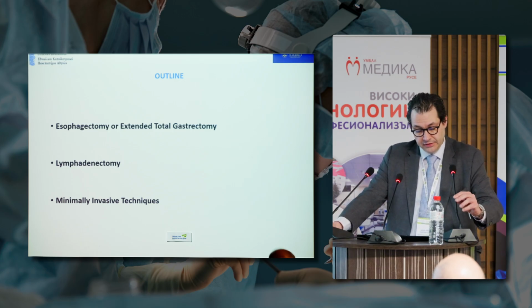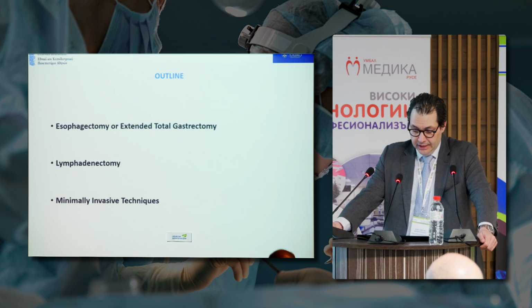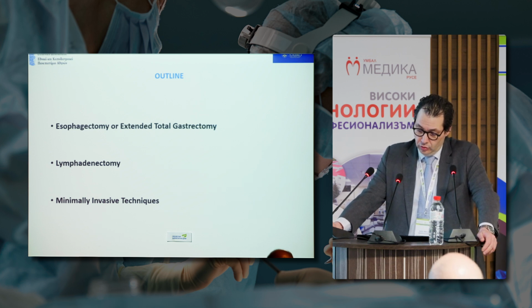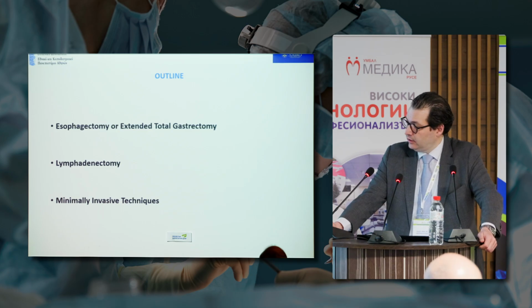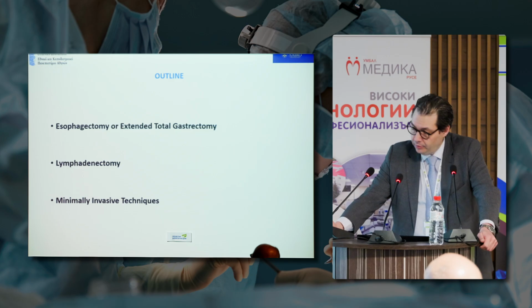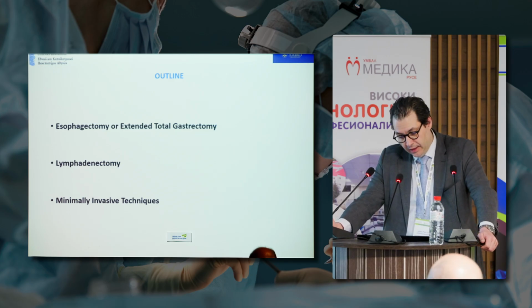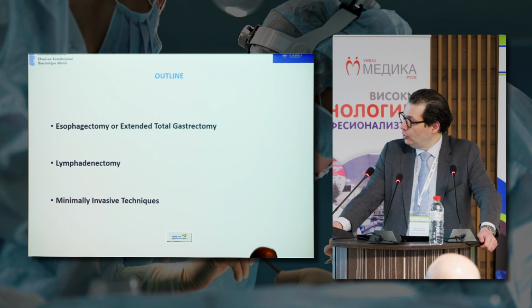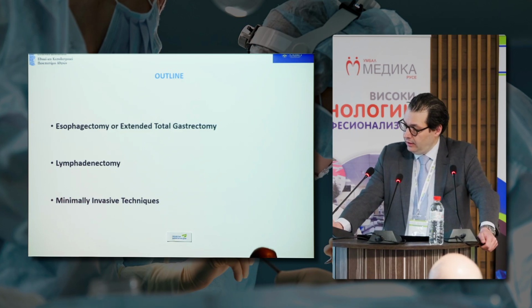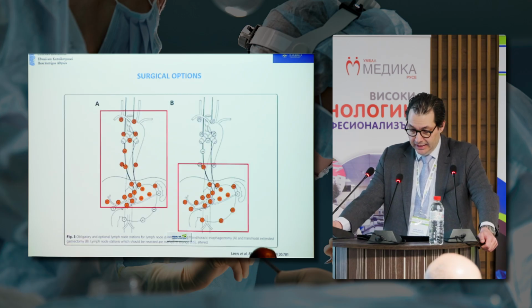I would like to discuss three basic questions or dilemmas. Is it better to proceed in G-junction cancer through an esophagectomy or an extended total gastrectomy? What about lymphadenectomy? Which is the proper lymphadenectomy in either operation? And also, which are the advantages and disadvantages of minimally invasive techniques?